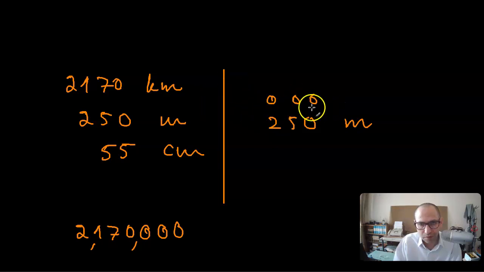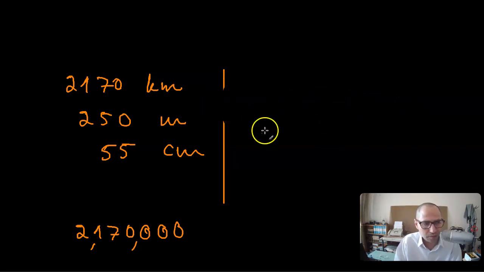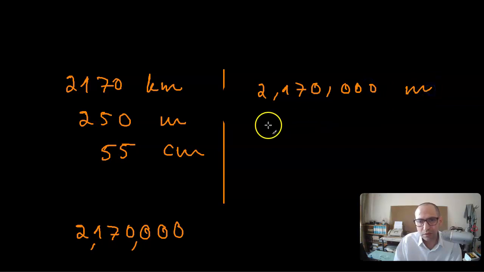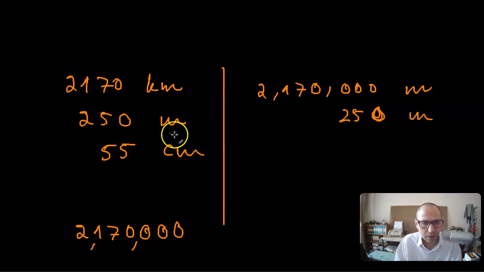And then, let's write this in a better way. So that's 2,170,000 in meters, right? The second number is 250 meters. The third number is in centimeters. So in order to convert that to meters, I'm going to divide by 100. And of course, we already know how to do that. But if you're certain that what you're doing is mathematically correct, you can do that without calculation. Otherwise, do the calculation, okay?